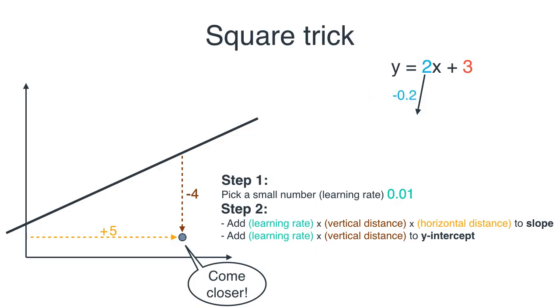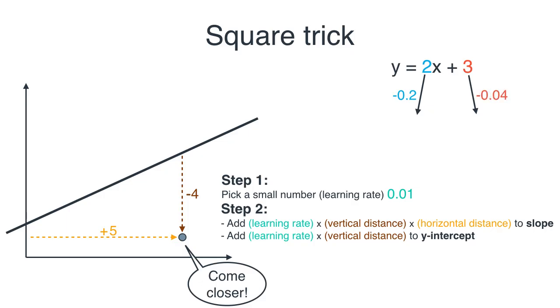So by adding minus 0.2, we're actually decreasing the slope, which is exactly what we want because we want the line to move clockwise. Now, what are we going to do to the y-intercept? Well, we're going to add the learning rate times the vertical distance, which is 0.01 times minus 4. So we're going to be subtracting something because we're adding a negative number.